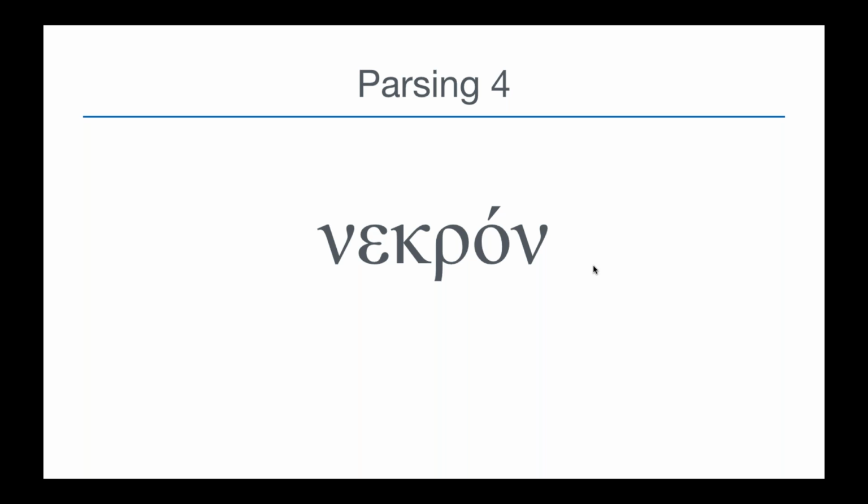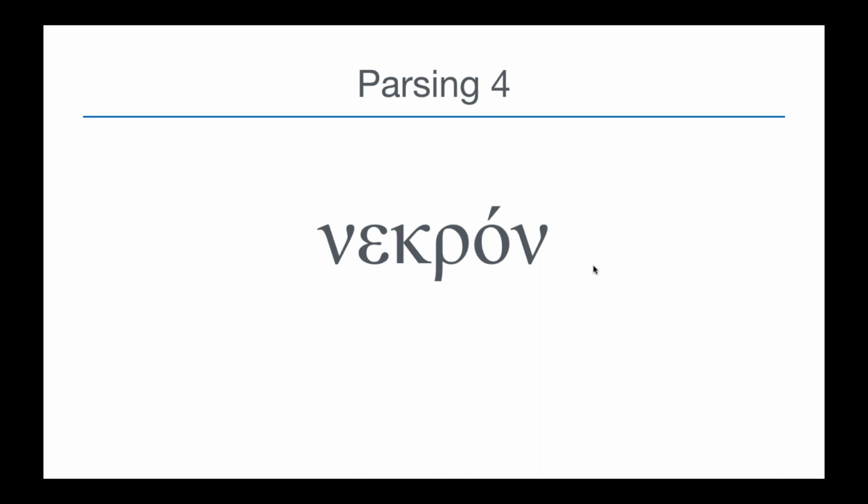Okay, so this looks like it could be accusative or nominative neuter, or an accusative masculine. One more thing. It could be a neuter accusative also. But it's those three things. So it's going to either be accusative masculine, accusative neuter, or nominative neuter. And these are all singular.